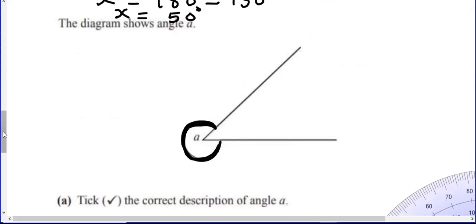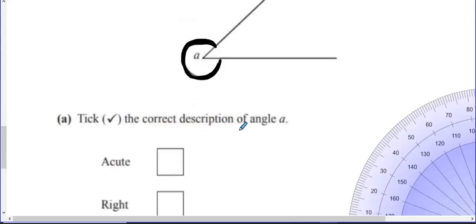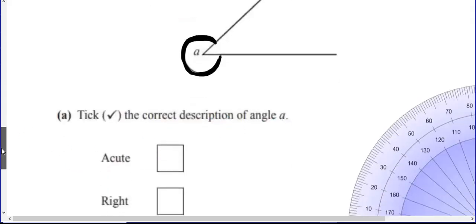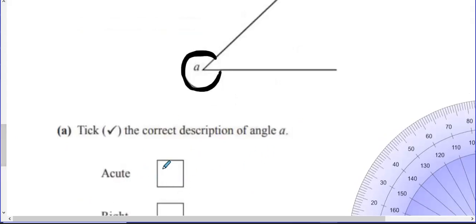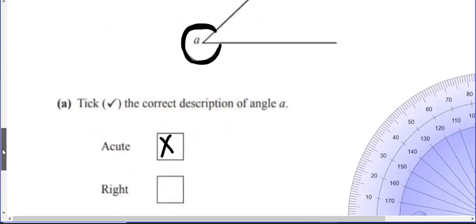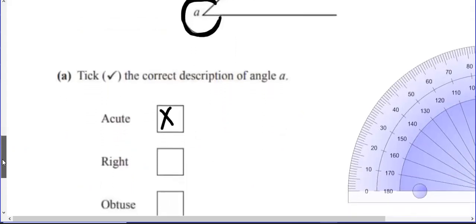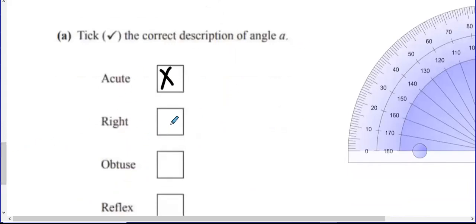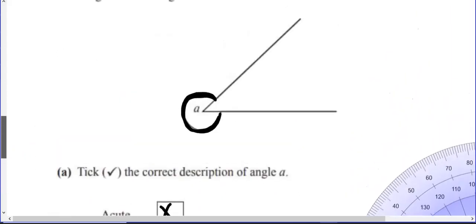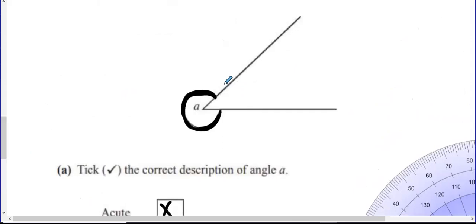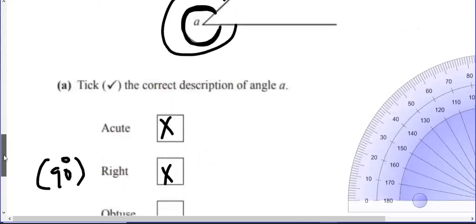Now the question is, tick the correct description of angle A. Is angle A acute? No, angle A is not acute, because an acute angle is any angle less than 90. Is angle A a right angle? A right angle means 90 degrees, but this angle is bigger than 90 degrees. As you can see, this angle is huge.